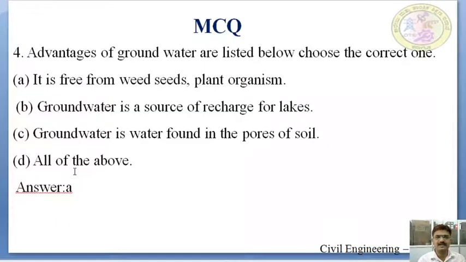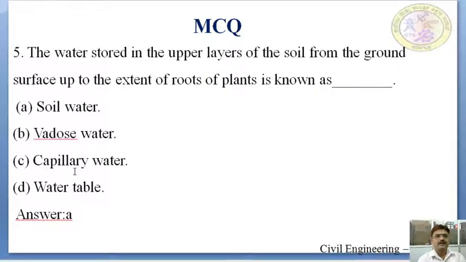Advantages of groundwater are listed below. Choose the correct one. First one, it is free from weed seeds and plant organisms. Groundwater is a source of recharge for lakes. Groundwater is water found in the pores of soil. Or all of the above. An advantage of groundwater is that it doesn't have any turbidity, no bacterial pollution, no plant organisms, no weed seeds. Hence the answer is A, that groundwater is free from weed seeds and plant organisms.